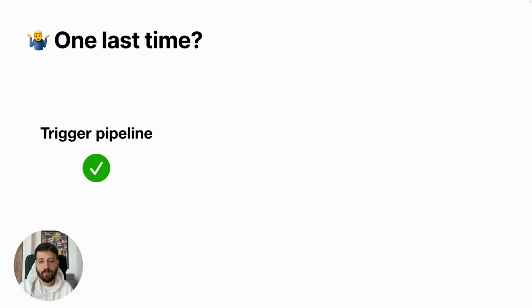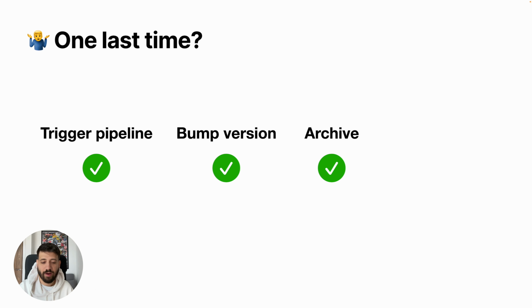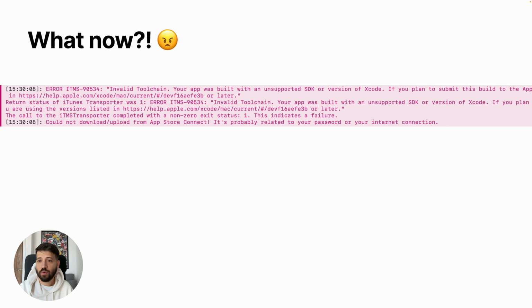So trigger the pipeline, that goes well. We bump the version again. We archive, it all goes well. It seems very promising, but then another upload issue creeps up and we can't release again. We've wasted so much time already, and this is delaying our process. We just want our app to go out to the users, but we've not been able to get it out yet. So what's gone wrong now?